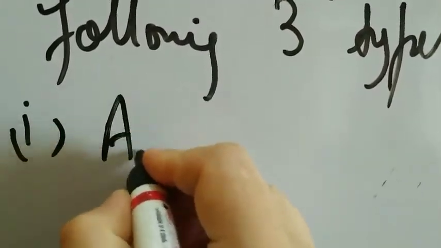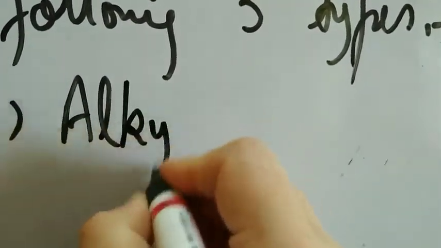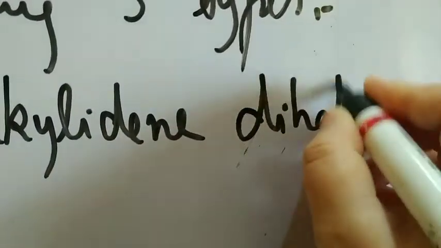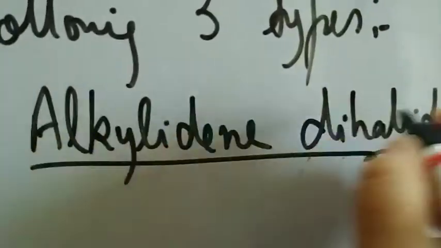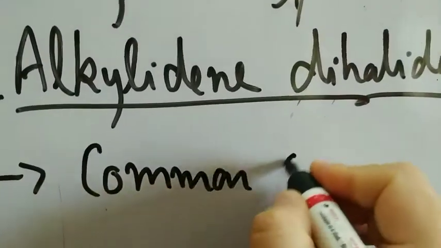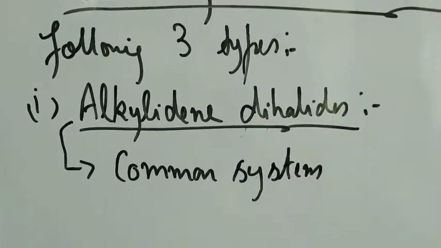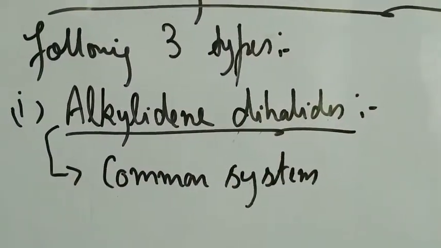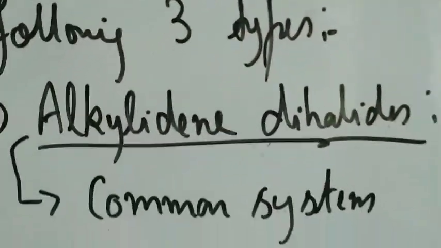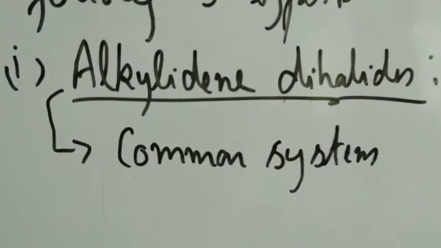Number one, the first class of dihalogen derivatives is known as alkylidene dihalides. And this name, alkylidene dihalides, is their name in the common system. In nomenclature you will have seen that mostly the IUPAC name is what is remembered. It is not important if you do not know the name in the common system. But in this class of halogen compounds, dihalogen derivatives, you will have to pay all the attention to the names in the common system. Alkylidene dihalides.